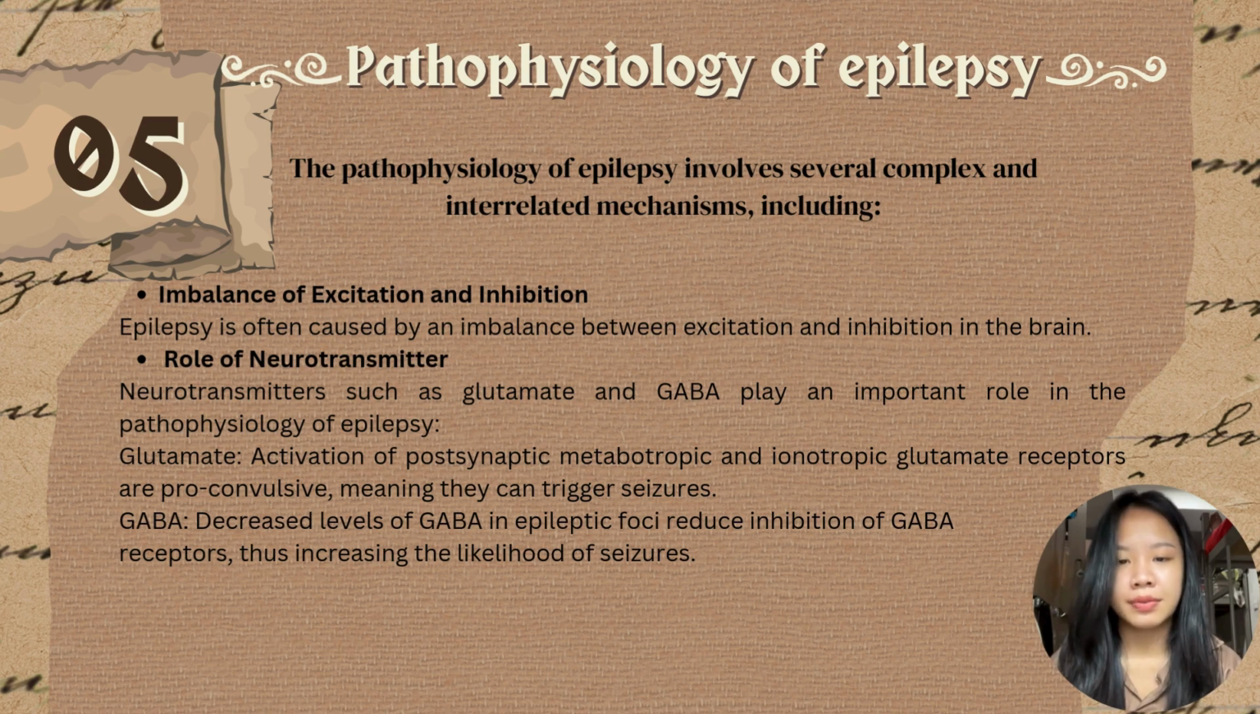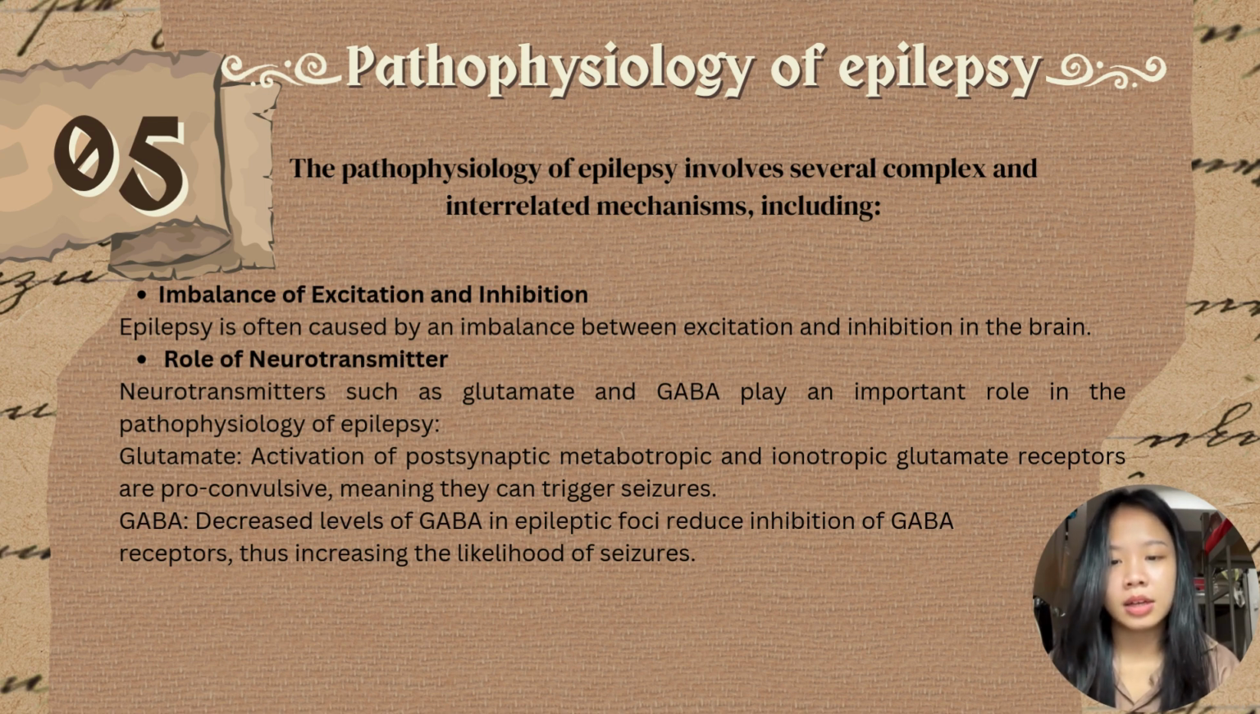The pathophysiology of epilepsy involves several complex and interrelated mechanisms. The first one is the imbalance of excitation and inhibition. Epilepsy is often caused by an imbalance between excitation and inhibition in the brain. And then the role of neurotransmitters. Neurotransmitters such as glutamate and GABA play an important role in the pathophysiology of epilepsy.